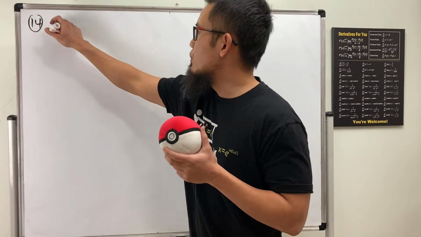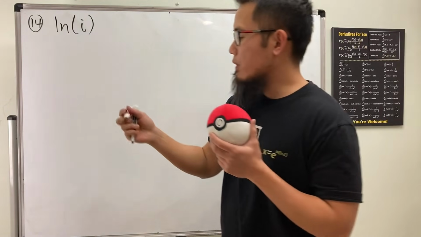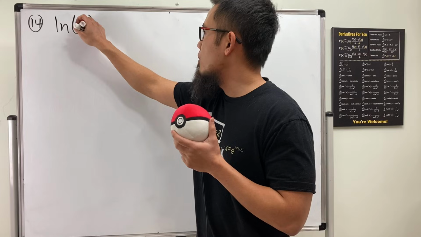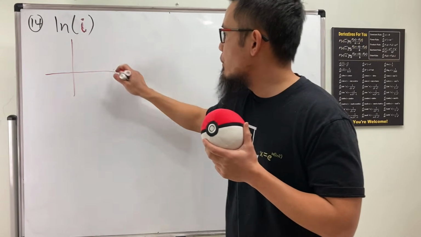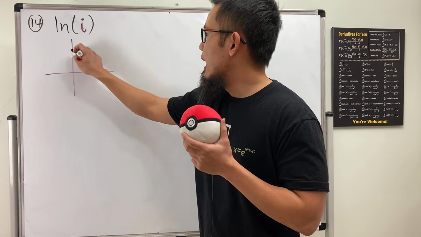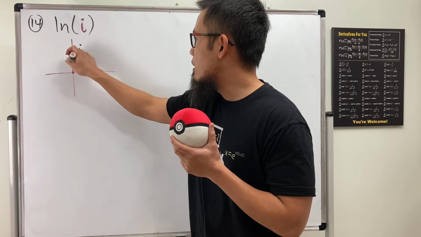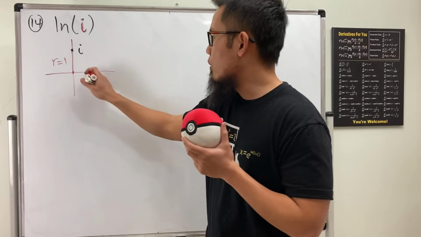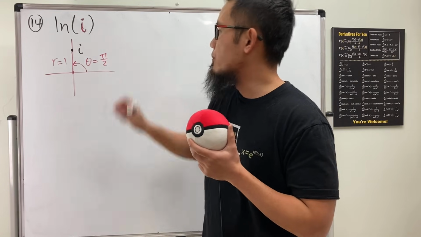Here, let's look at how to do ln i. Well, for this right here, look at i. We will have to change this into the polar form. To do so, look at the complex plane real quick. And we know i is right here. And we need to have the distance from the origin to i, which is just equal to 1. And we also need to know the angle, which is just pi over 2.